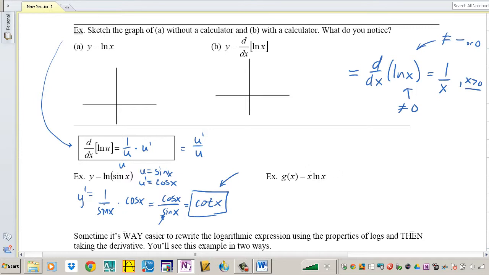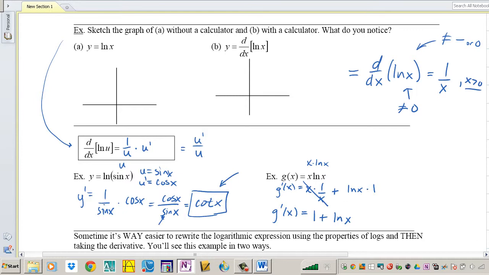Next one, we have x times ln x, so I must use the product rule. G prime is equal to the first times the derivative of the second plus the second times the derivative of the first, which is really just 1, x's go away, plus ln x.